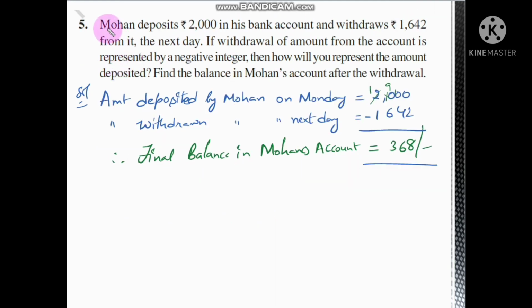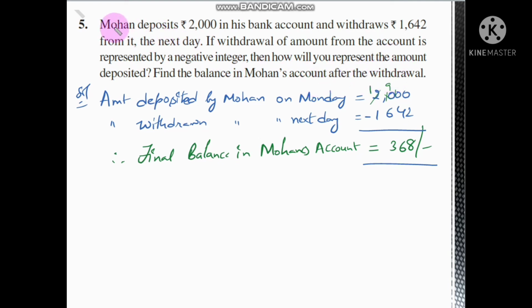Question number 5. Mohan deposits 2000 rupees in his bank account and withdraws 1642 from it the next day. If the withdrawal of amount from the account is represented by a negative integer, then how will you represent the amount deposited? Find the balance in Mohan's account after the withdrawal.